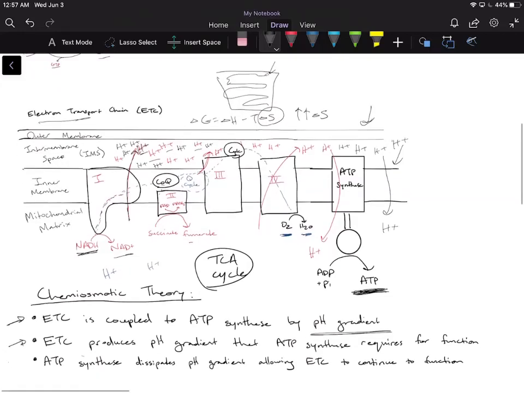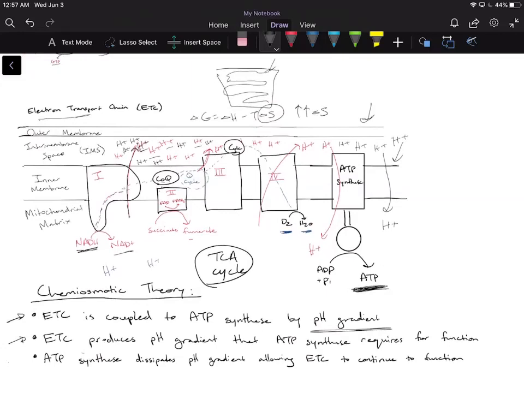Now, the last point, and this is, I think, really key in the worksheet and why a lot of students get a little bit confused, and I think this is one of the key points that you should take away from the worksheet, is that the reciprocal is also true, in that ATP synthase dissipates the proton gradient, allowing the ETC to continue to function. So this is this key idea that not a lot of students catch on to in the beginning, okay?